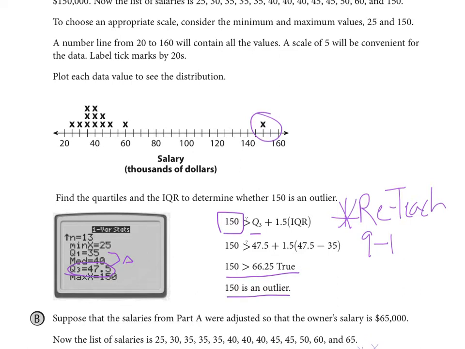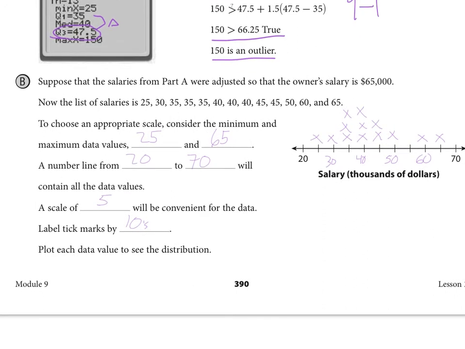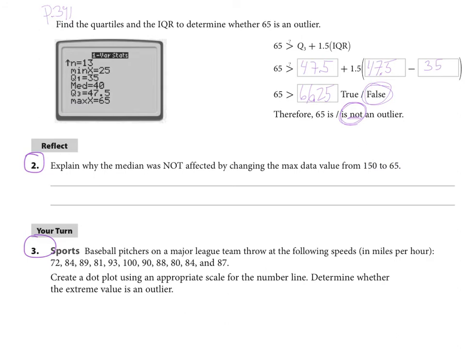All right, so on part B, we see that the owner's salary is now $65,000. So he's not making way more than everybody else, he's just making a little bit more. So let's take a look at your data values. At this point, you should have read through everything. Notice, again, I went with 10,000 as the label interval and 5,000 as the actual interval of the line graph. Finishing up example B from Explain 1 on page 391.